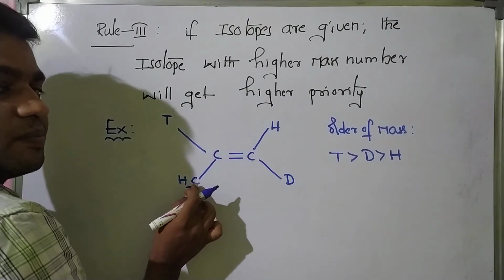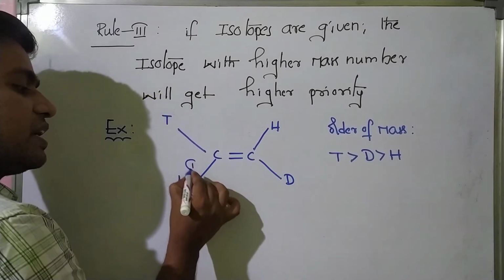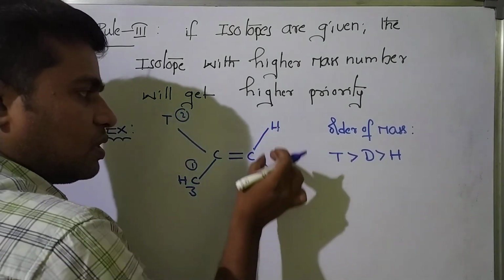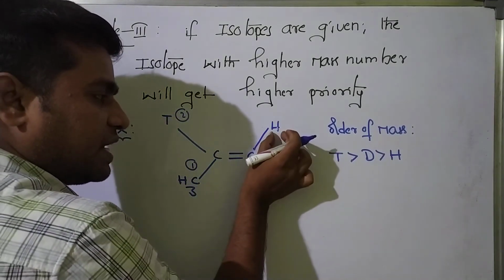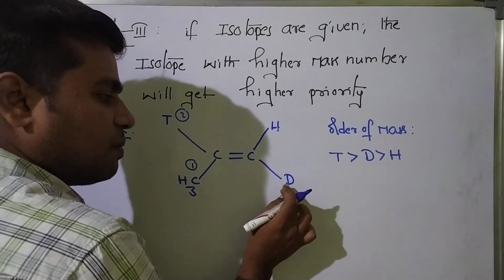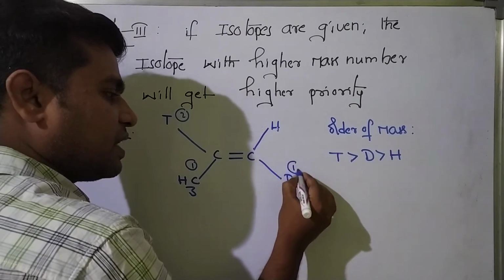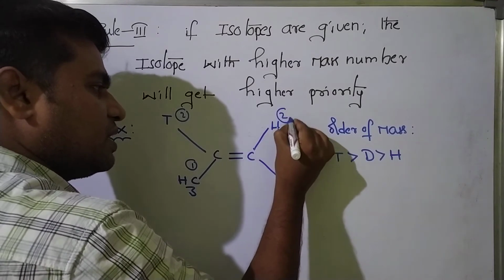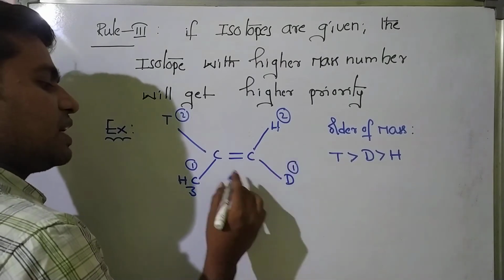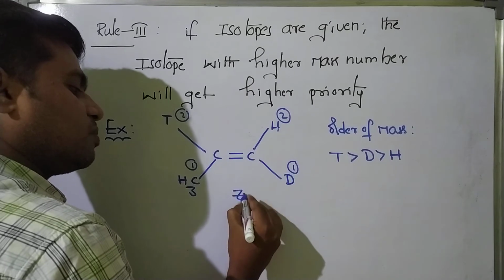This is a carbon atom. Carbon has the higher atomic number, so it gets first priority. This is second priority. Now come to these isotopes. Hydrogen means protium and deuterium, these are isotopes of hydrogen. The mass number of this one is more, so it gets first priority, then hydrogen second priority. Now the first priority groups are on the same side, so this is the Z isomer.